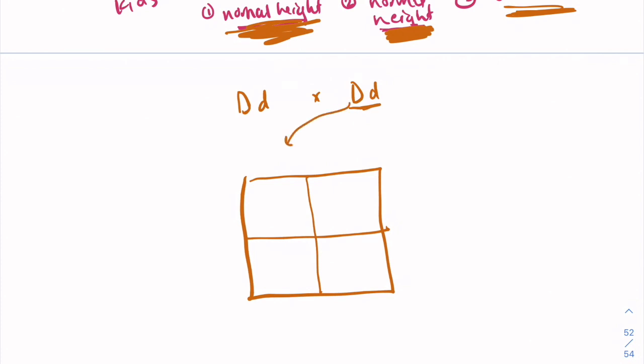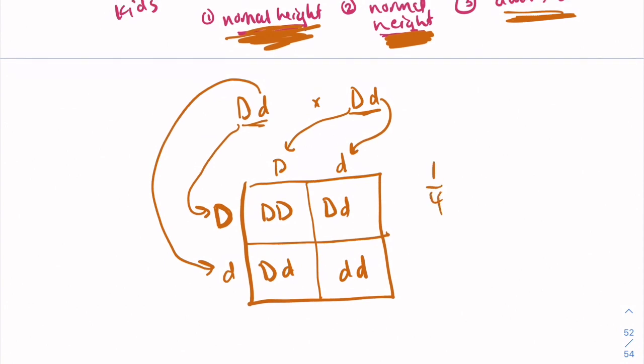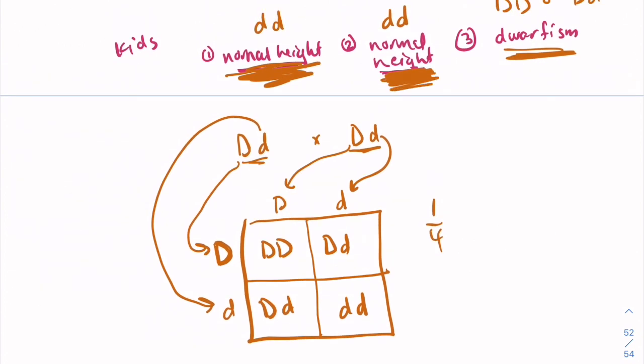This parent here could donate a dominant allele or a recessive allele. This parent over here could donate a dominant allele, put it at the end of the column, or a recessive allele, put it at the end of the row there. Row, column. And let's fill in the boxes. Just like that. We've done this cross between 2 heterozygous many times. Okay, so there's only a 1 in 4 chance that their kid would have normal height, right? And yet it happened twice. What's the deal with that?